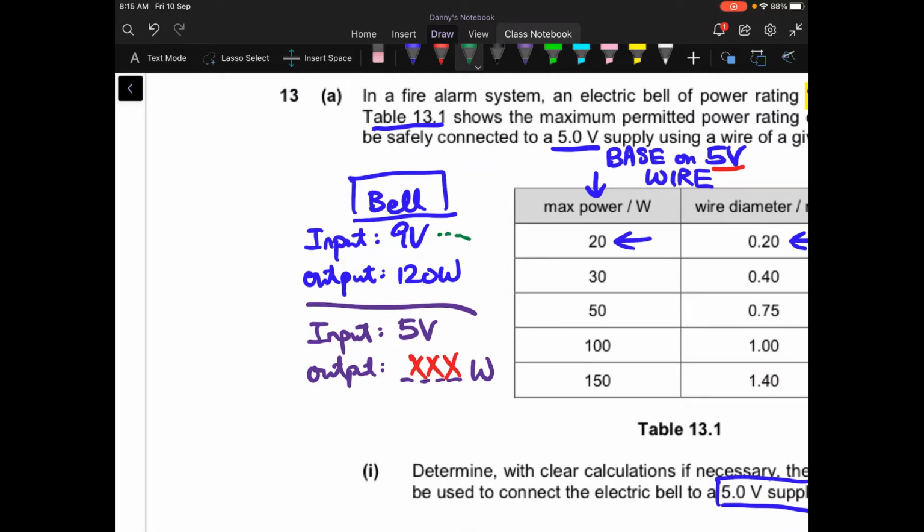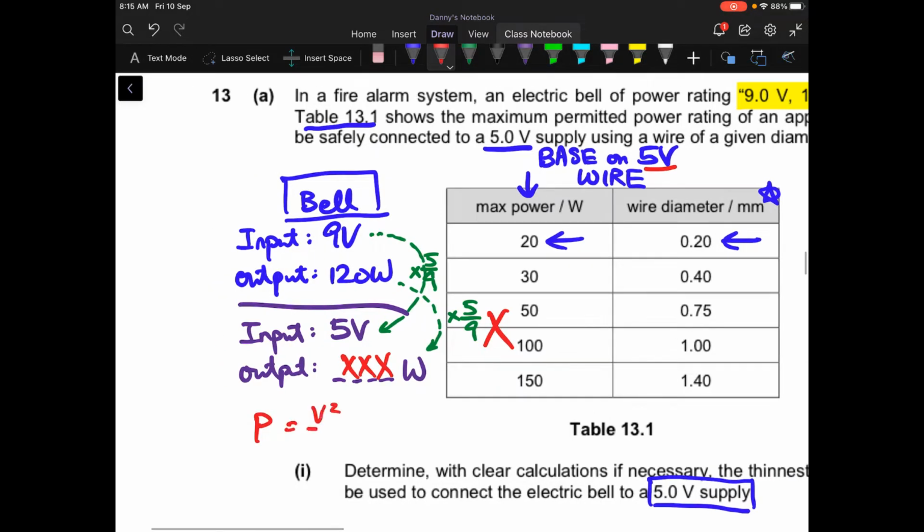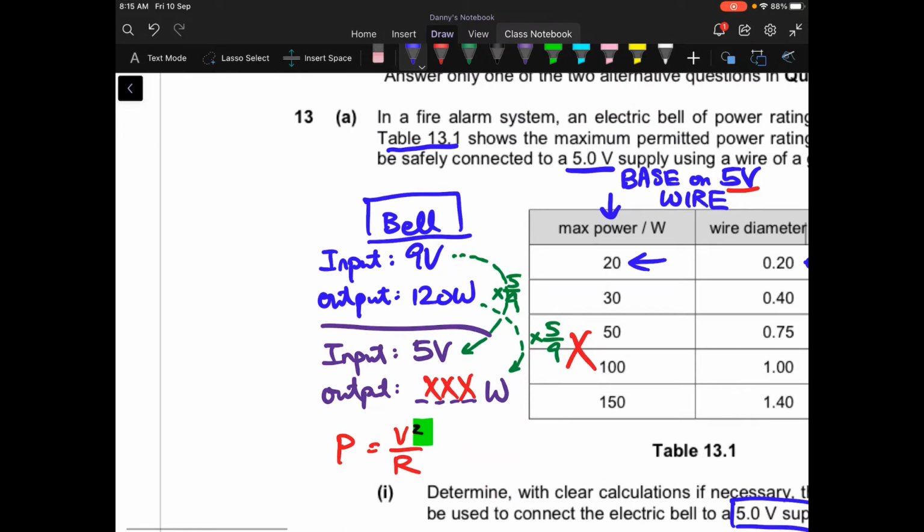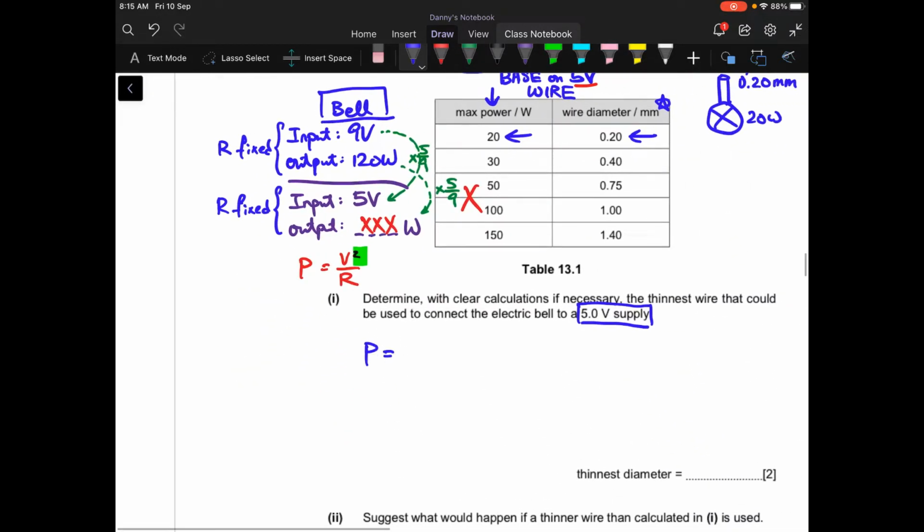The first misconception that always happens is that students tend to think that if I change 9 volt to 5 volt, I multiply by 5 over 9, and therefore I should multiply the power by the same fraction. This is wrong. You can't do that, because power and voltage are related by P equals V squared over R. There's a square there, so you can't do that. What you need to do is find out the resistance first, because the resistance R of the bell is fixed. By changing the input voltage, your resistance is fixed.